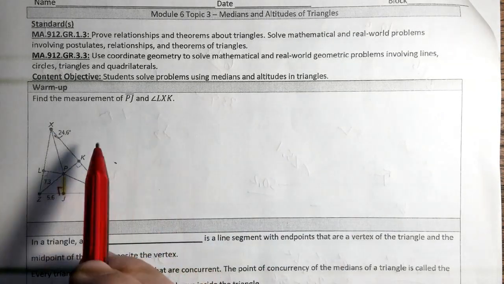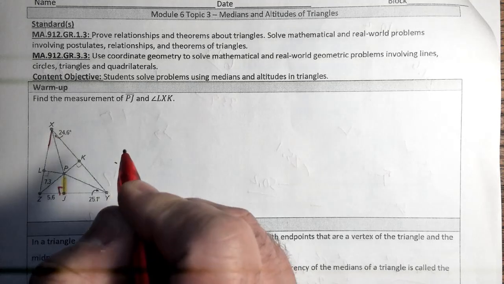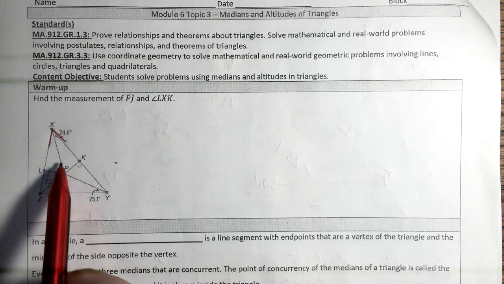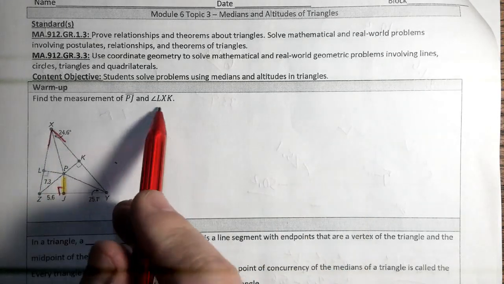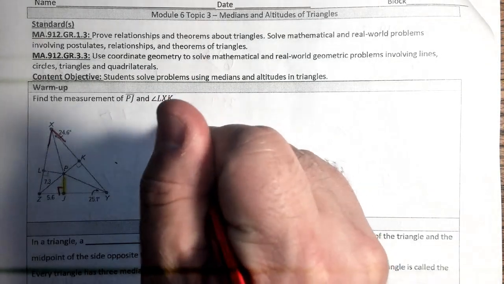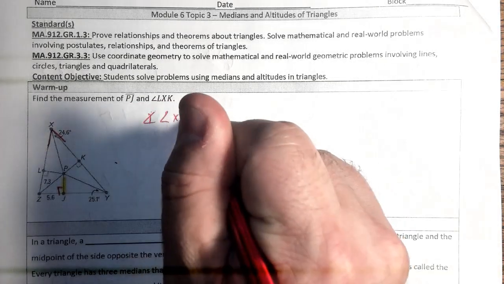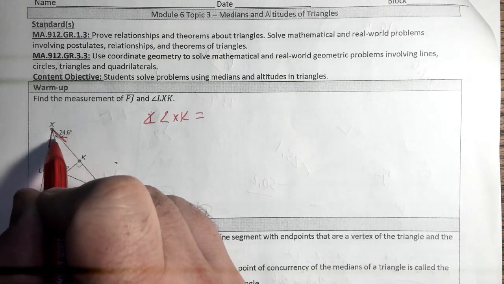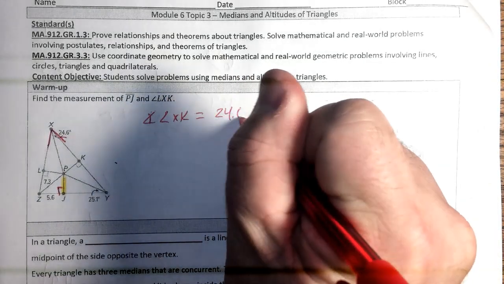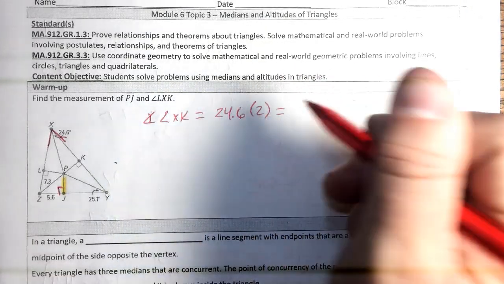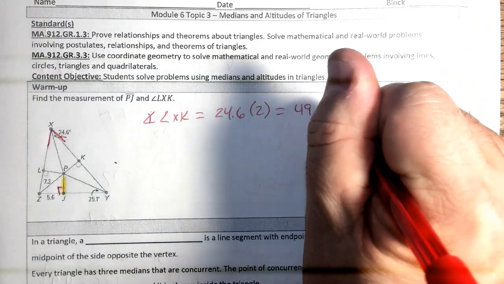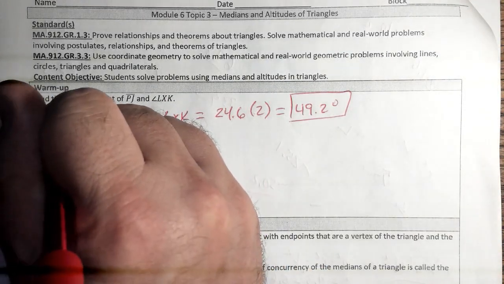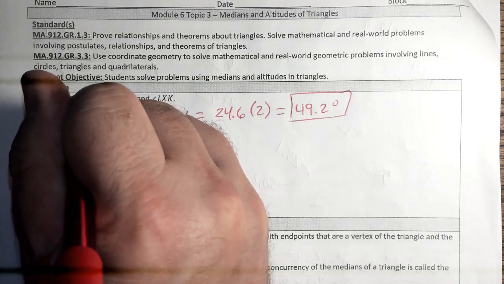And for angle LXK, this whole angle. Notice here we know this segment splits this angle in half. So we'll start with the angle. Angle LXK, since this one side is 24.6, this one is the same. So it's 24.6 times 2. We get 49.2 degrees. Because these are congruent, this whole angle is 49.2 degrees.